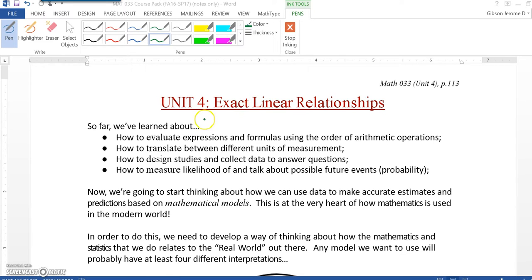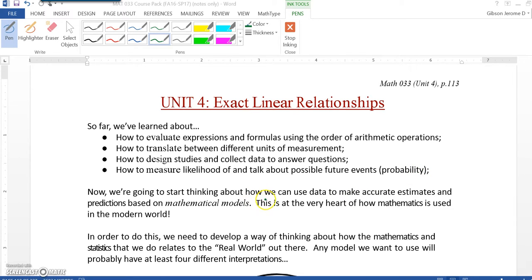Hello class, we're about to start Unit 4, Exact Linear Relationships. So far we've learned about how to evaluate expressions and formulas using the order of arithmetic operations, how to translate between different units of measurement, how to design studies and collect data to answer questions, and also how to measure likelihood of and talk about possible future events, which is probability.